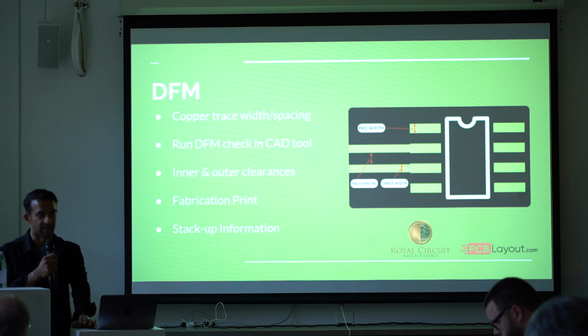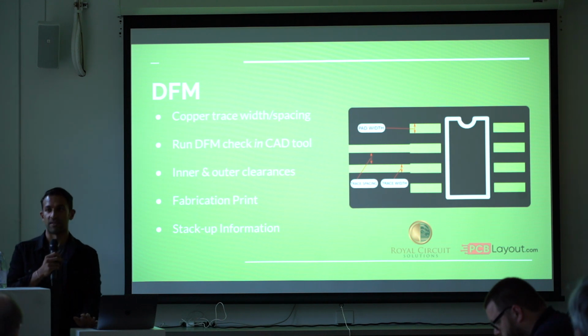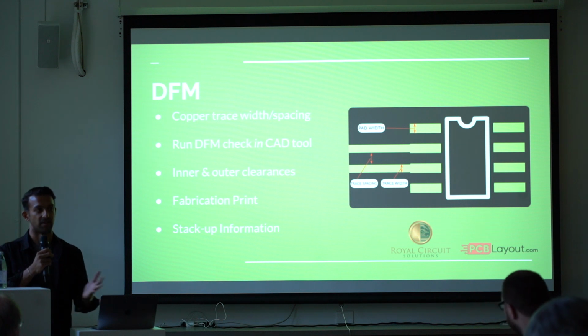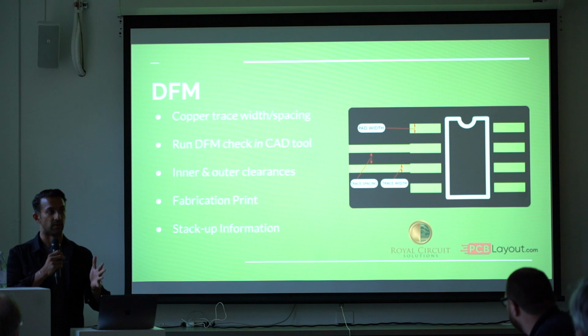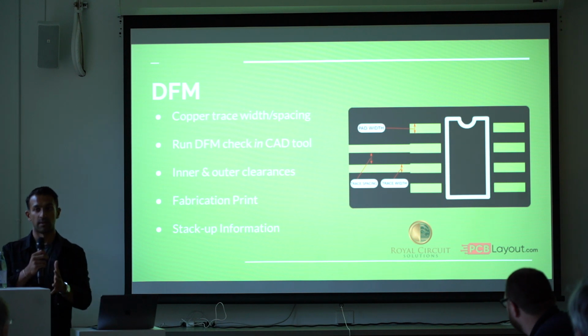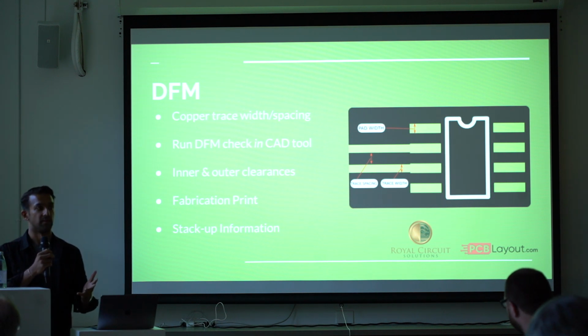So on the fab side, with DFM, some basic stuff as you guys are designing your boards. One thing that isn't always inherently clear is copper trace width and spacing and the relationship between the two. How that relates to the weight of your copper is a big thing. So if you have 2-ounce copper on your board, you can't really get a 3 mil trace.